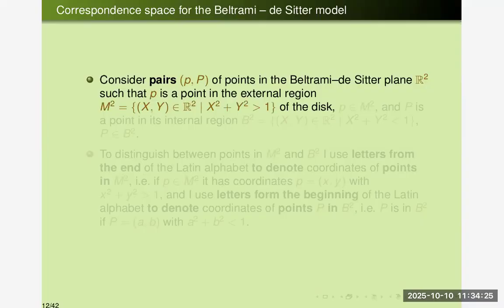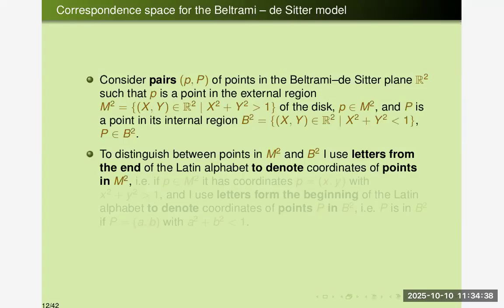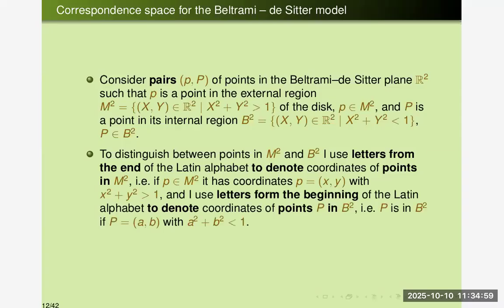So, as I said, small p is in M2, and capital P is in B2. Okay, so now I have a pair of these things. And to distinguish between points outside in M2 and inside in B2, I use letters from the end of the Latin alphabet to coordinate points in M2. So, for example, point p in M2 will be denoted with letters X and Y, and point capital P in B2 will be denoted by letters A and B.